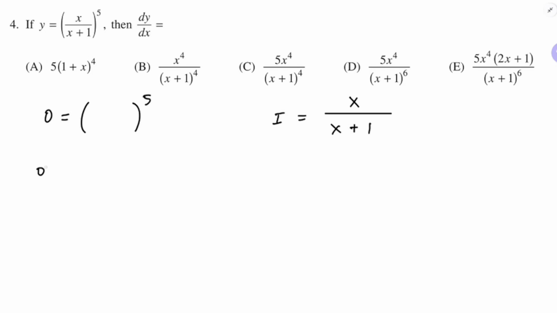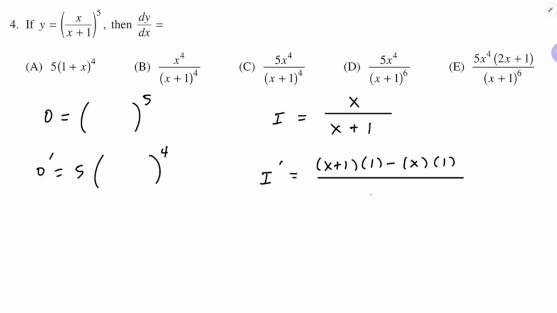And so we take the derivative of the outside and the derivative of the inside. Okay, and this is going to be the quotient rule. Remember, that starts at the bottom. It's the bottom times the derivative of the top minus the top times the derivative of the bottom, divided by the bottom squared.